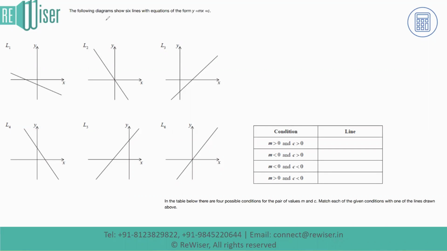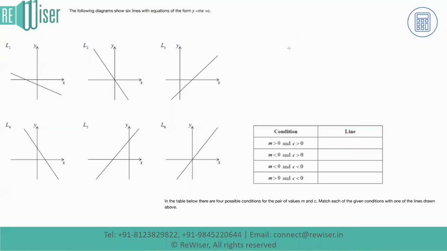Question: we are talking about the following diagram, which shows 6 lines with an equation of y equals mx plus c, where m is the gradient and c is the y-intercept. And we need to fill up this particular table. So now m has to be positive and c is also positive. So the gradient is positive as well as the y-intercept.